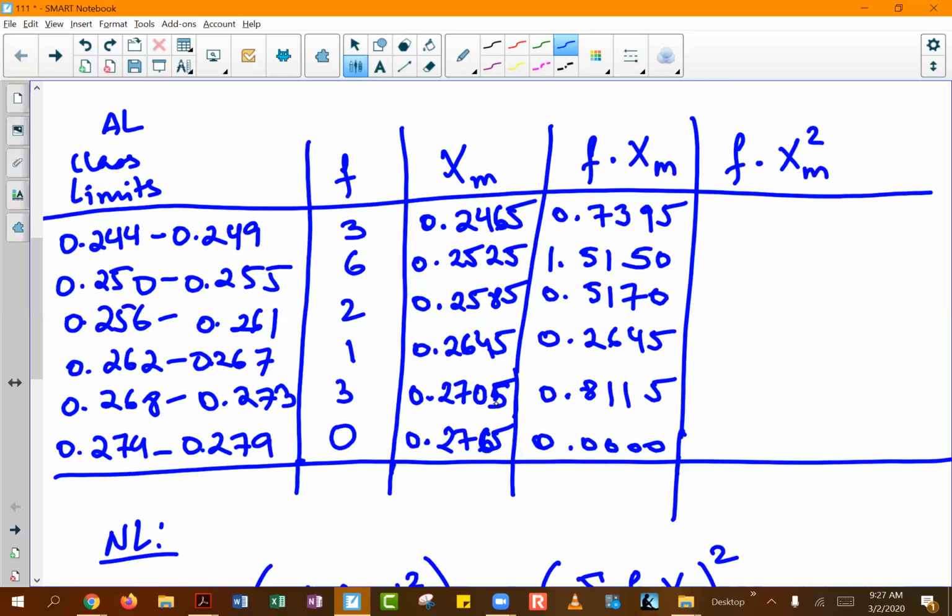So you are going to take 0.2465, square that number, and then multiply it by 3 to get your very last column. So this guy comes out to be 0.18228675. Then you're going to do 0.2525 squared multiplied by 6, which is coming out to be 0.3825375, and so on, right?